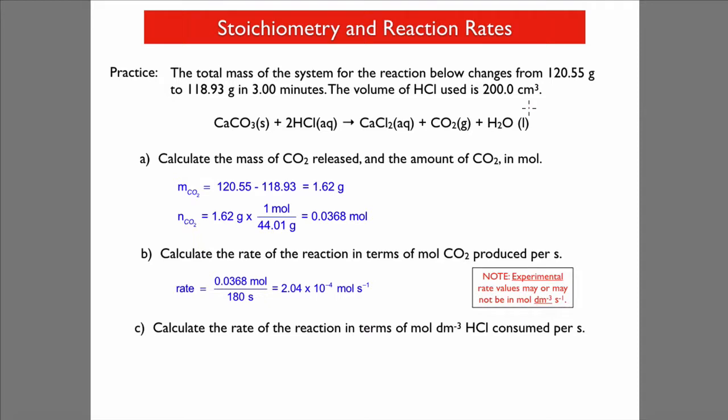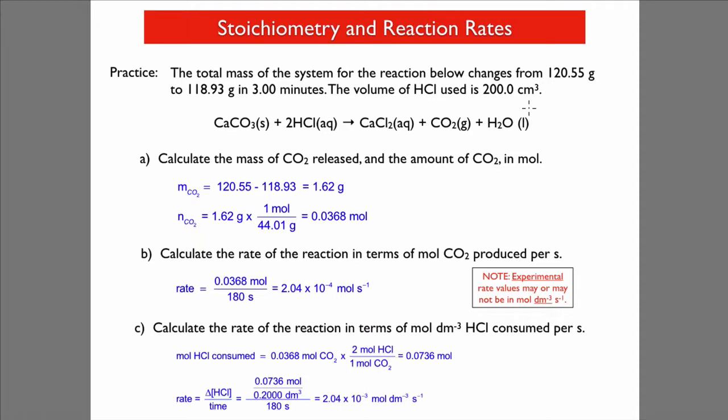Do note that experimental rate values may or may not be in moles per decimeter cubed per second, and you can see there that's just moles per second. So we've got moles of HCl consumed is we have the 0.0368 moles of carbon dioxide, and we need to use a conversion factor. We've got 2 moles of HCl for every 1 mole of carbon dioxide, and so we now know the moles of HCl consumed.